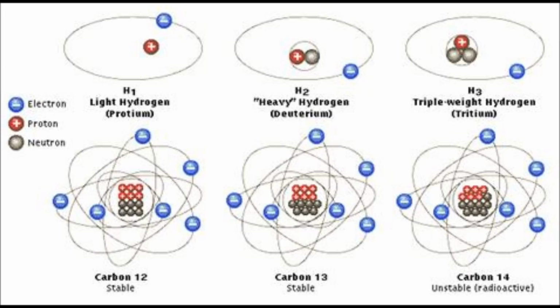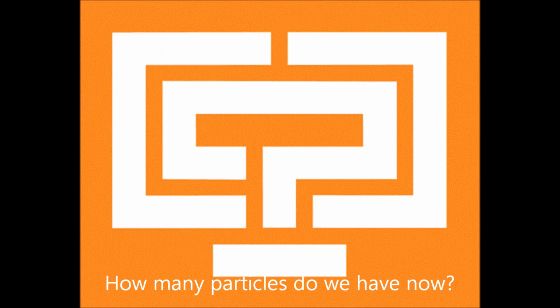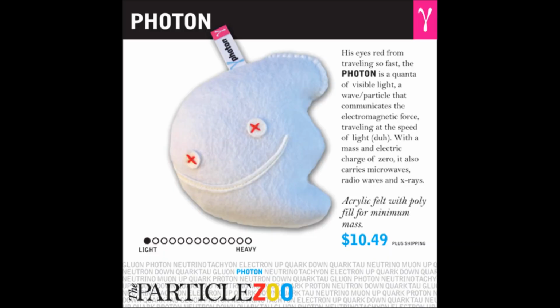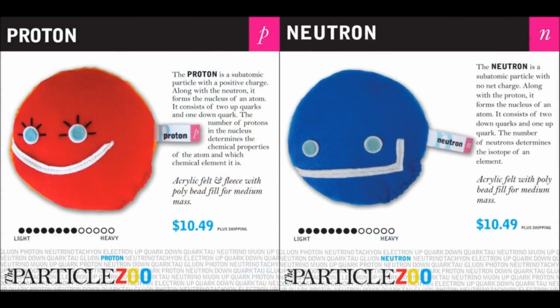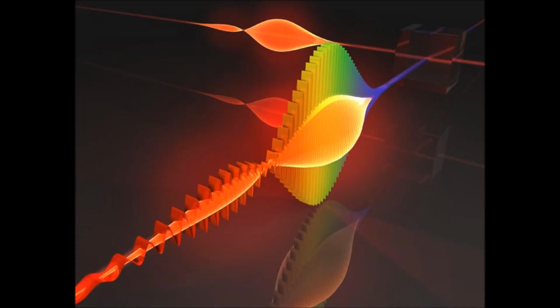So the isotopes were explained by different numbers of neutrons, and the variety of chemicals was explained by the number of protons. So the atoms were nothing but numbers. Numbers of very simple objects. So how many particles do we have now? We have light, which comes in a particle too, called a photon. We have electrons, and we have protons and neutrons. And that explains all about the nucleus. So it seemed again that we had things reduced to a very simple level.